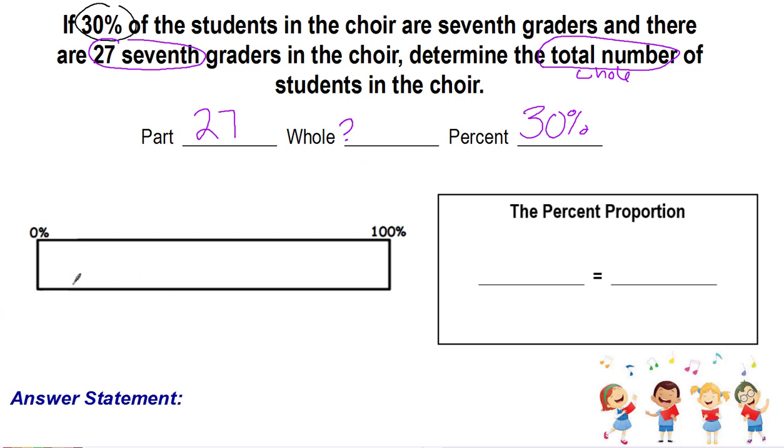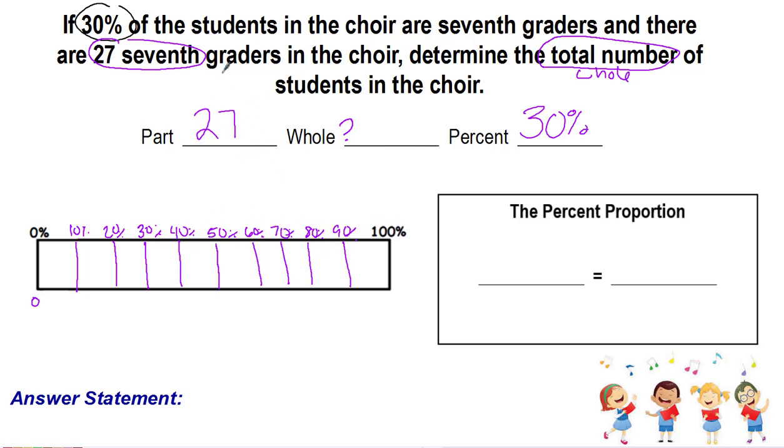Okay, so let's draw our bar model. Okay, so 0 to 100%. I don't have a whole, so I'm not going to write anything here because I don't know what it is. But what I am going to do is divide my percentage into 10 different parts. So remember, 1 line down the middle, and then 4 to the left and 4 to the right.